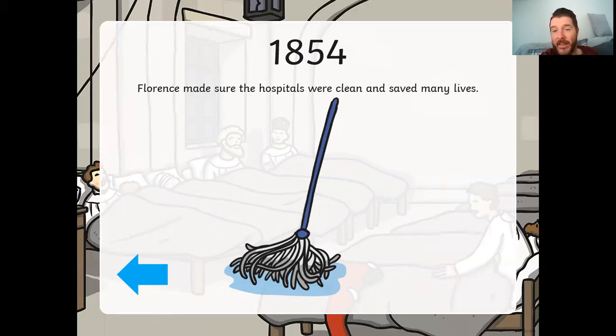So she got her team together. They mopped the floors. They chased out the rats. They cleaned all the bedding. They helped to make sure that people were cooked decent meals. And it saved lots and lots of lives. People didn't die as much because they weren't getting infections from dirt. They weren't all huddled together and diseases weren't spreading really quickly. So they could get better much more quickly.